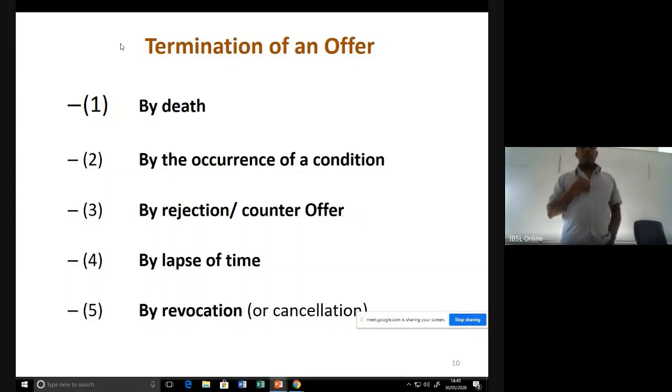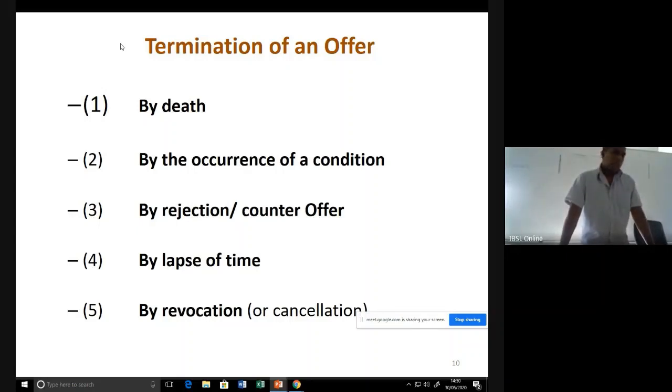So on Wednesday, I called Nimal and said, Nimal, you know that I changed my mind. So I don't want to sell. So I revoke my offer. So I cancel my offer. So I'm not going to sell. That is the other method by which an offer comes to an end.